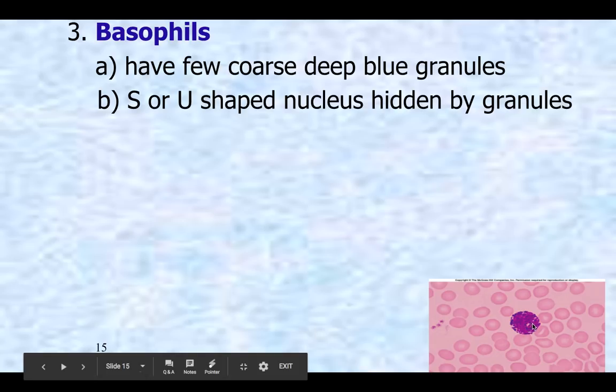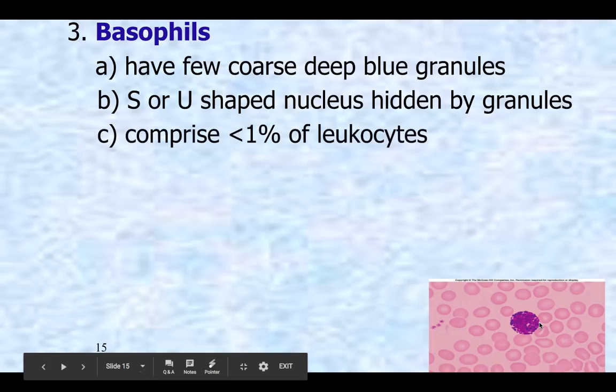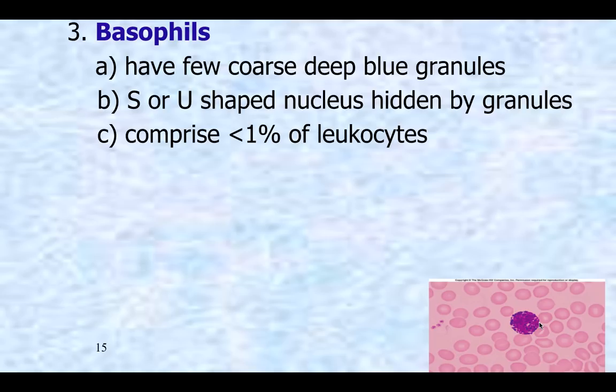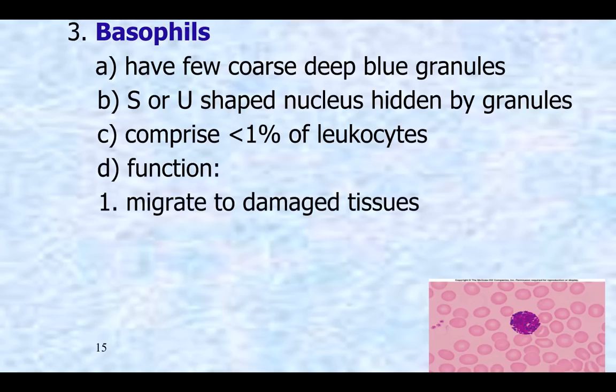But if I go around here and up and around, I can see the nucleus is going to be U-shaped. I'm following that U shape here, but it's hidden by all the granules that are showing up, those dark dots. So here's my U, sometimes it's an S-shaped nucleus. These comprise less than 1% of our white blood cells, and their job is to migrate to damaged tissues.